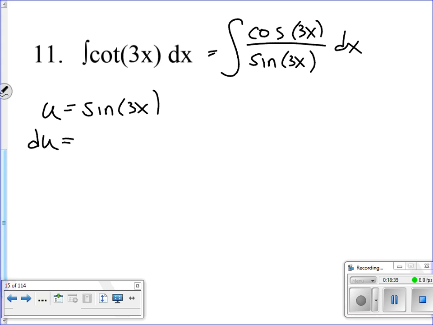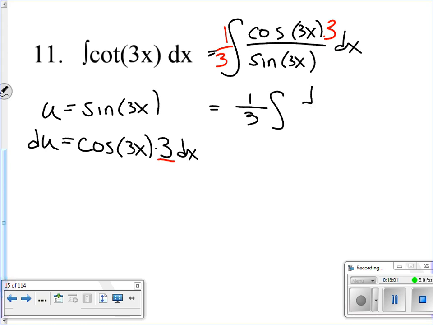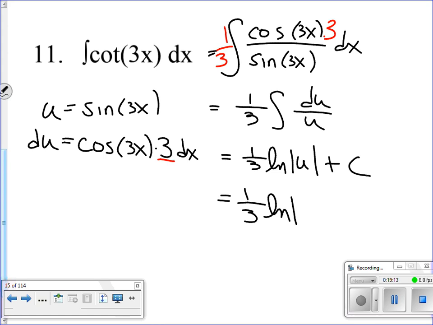Remember, going from u to du, if u is a composition of functions, use that chain rule. So du is cosine of 3x times 3 dx. So we're missing this 3. You put it in there. We put a third on the outside. So when we rewrite it, 1/3 times the integral of du over u, which is 1/3 the ln of the absolute value of u plus c. And our final answer is 1/3 times the ln of the absolute value of sine of 3x plus c.